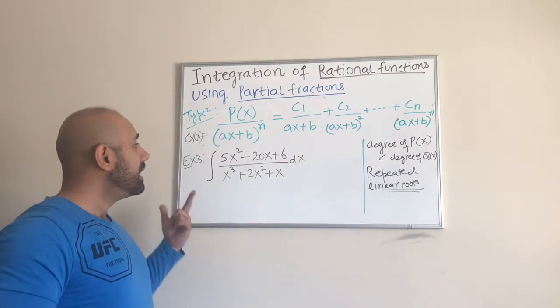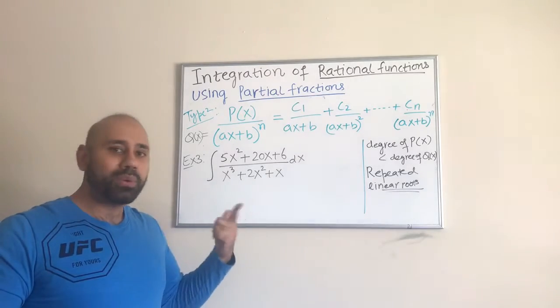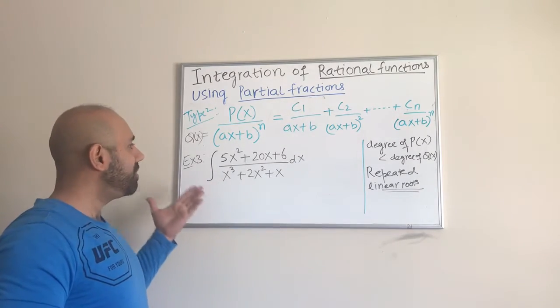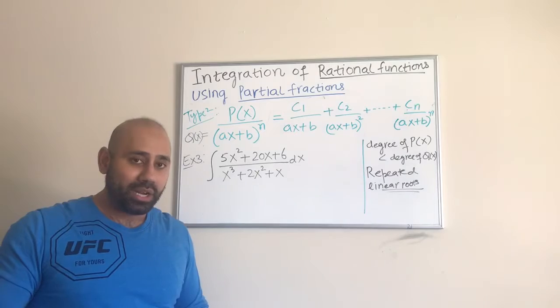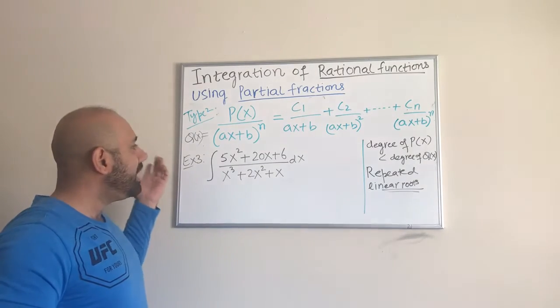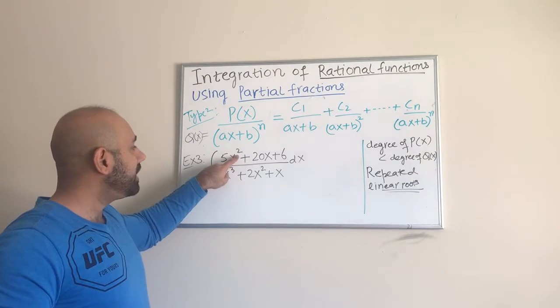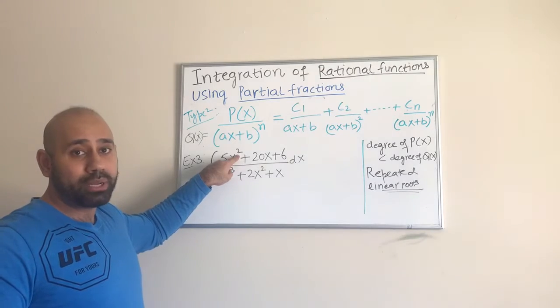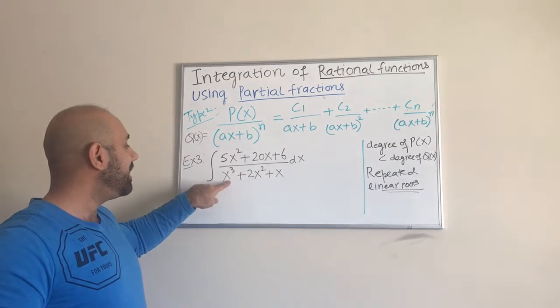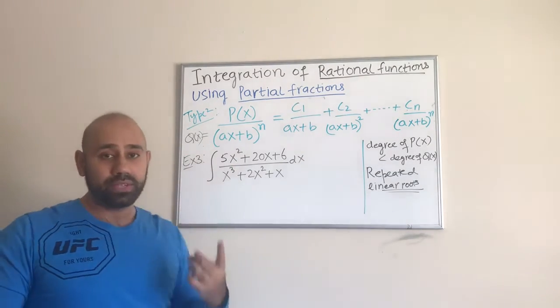Number one, which is similar for both type 1 and type 2, is that the degree of the numerator has to be less than the degree of the denominator. Guys, we can easily verify that. The degree of the numerator here is 2, right? Because of this x squared. And the degree here is 3. So it satisfies the first condition.